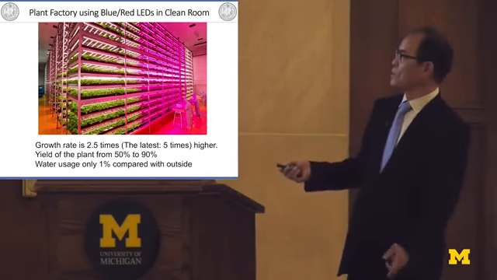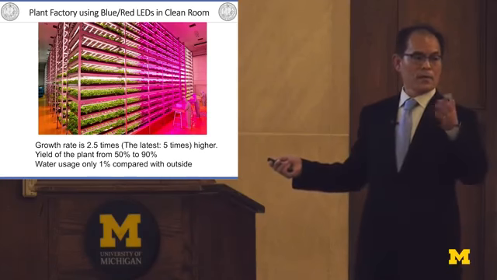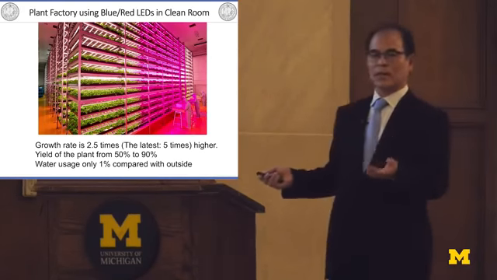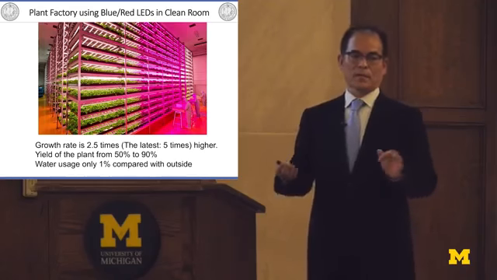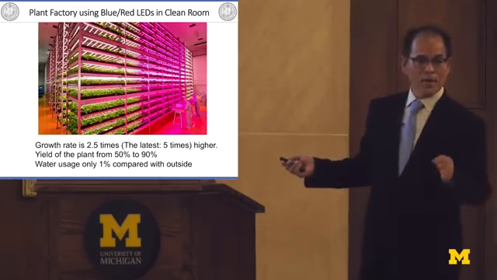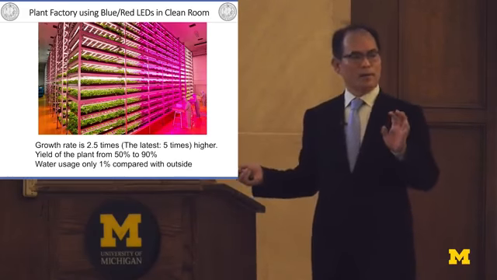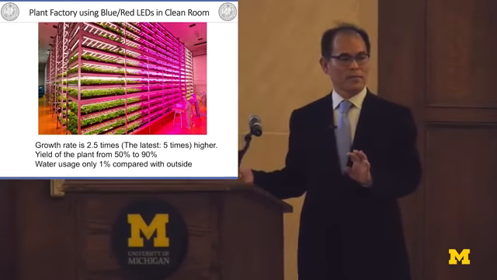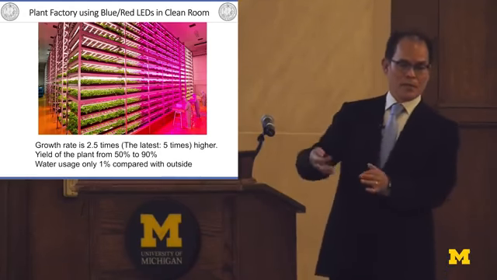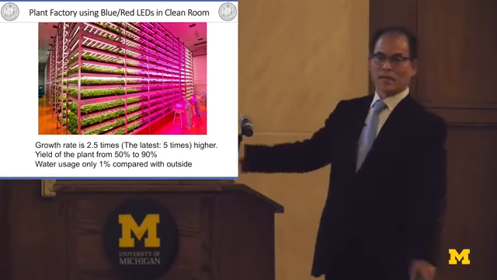In this case, there is no nighttime for plant growth. So the growth rate becomes 2 times because there is no nighttime. Light is always irradiated. But a 2 times growth rate is commercially not feasible because the cost is still high. But the latest result is 5 times. 5 times, they say, is okay for commercialization.